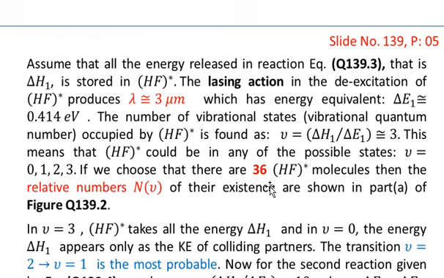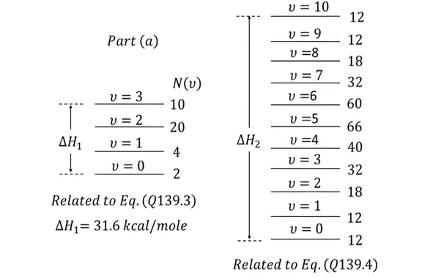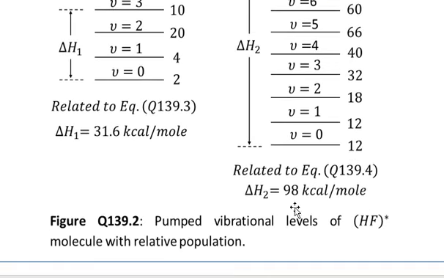If we choose that there are 36 hydrogen fluoride excited molecules, then the relative numbers n as a function of v of their existence are shown in part A of figure number 2. So let's move to part A of figure 2. First, let's read the caption.